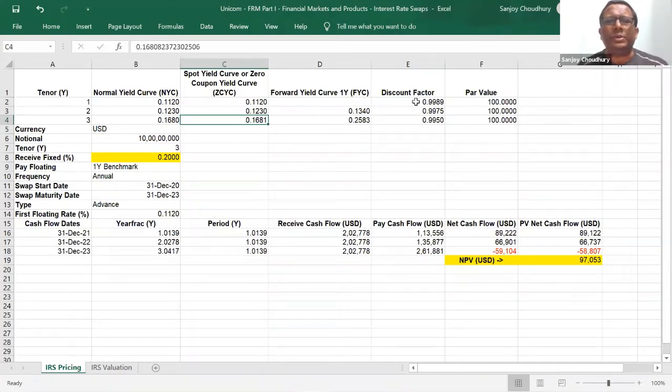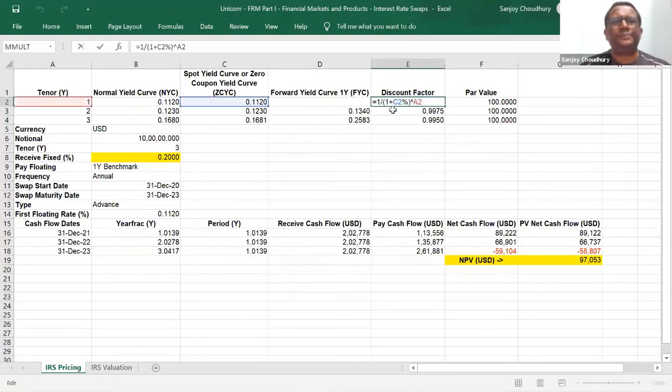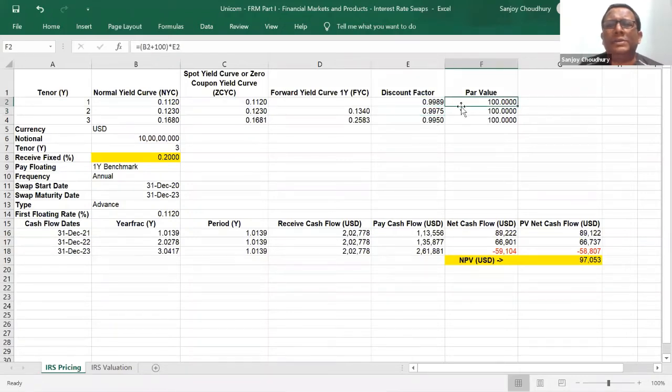So you have the discount factors, which are based on the yield curves. We are using discrete compounding. So the formula is 1 divided by 1 plus the rate of interest, in this case a spot rate, raised to the power of the time period, in this case given in column A. And subsequently all the other discount factors use the same formula. And par value is there to compute the spot yield curve.